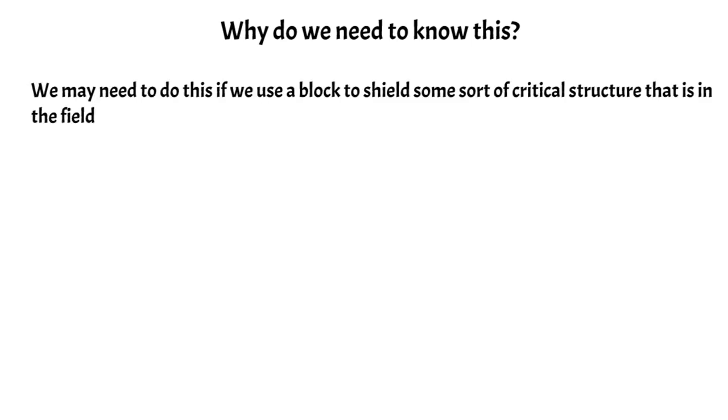So why do we need to know how to do this? I think it makes the most sense in the context of if you have a critical structure that is in the field. So in this case, you may want to reduce the dose to said structure, and you can use a block to do this.